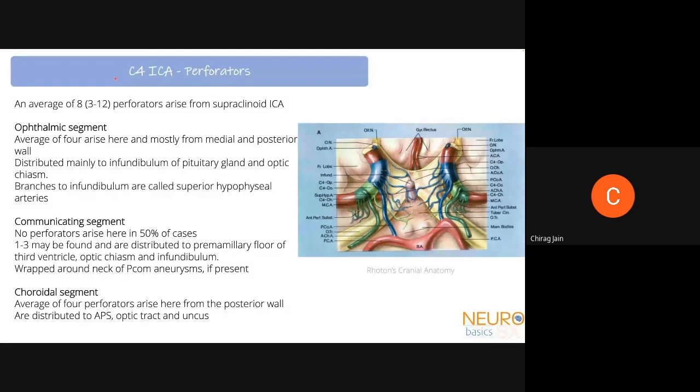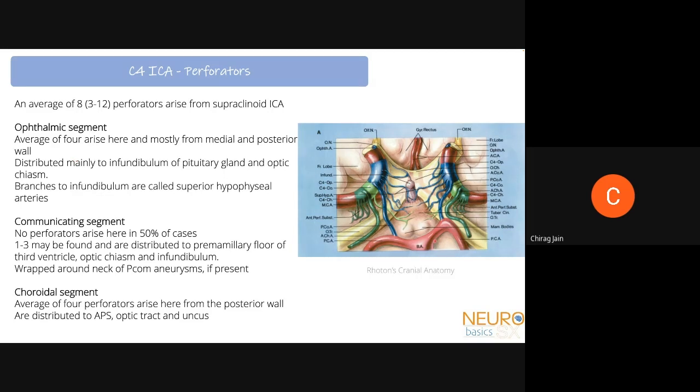Okay, so totally there are about 8 perforators arising from the C4 ICA, and different numbers of perforators will arise from different segments. Why is this important to remember? Because when we are clipping aneurysms which arise from these particular segments, it is very important to dissect these perforators off the aneurysm wall and make sure that none of these are incorporated into the clip. So it is important to know if perforators usually arise in these regions or they do not arise. And if they do arise in this region, what are the different structures that they are supplying?